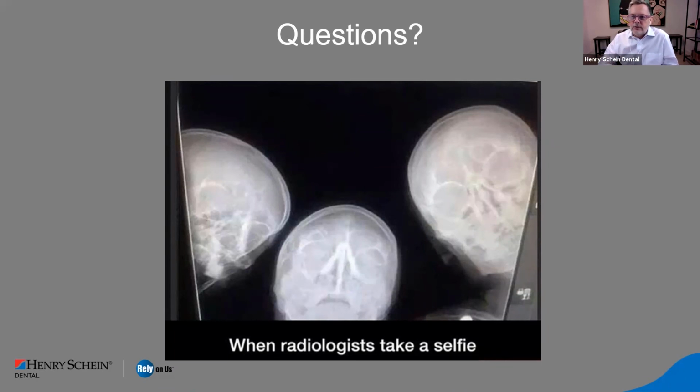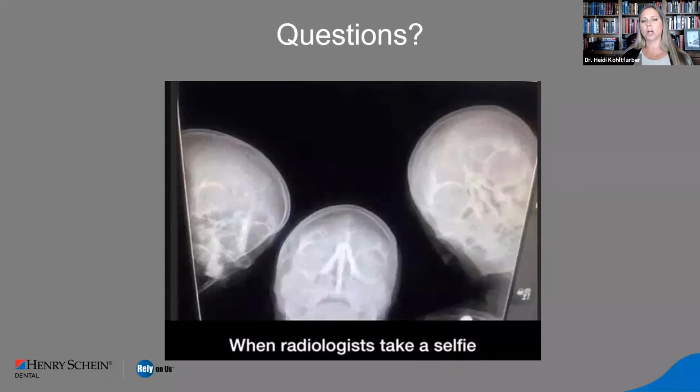Dennis asks, can you see the posterior lateral nasal artery canal on CBCT? Oh, that's a good question. The posterior lateral nasal artery canal. You probably can if it is big enough. Any of our neurovascular canals, you can see if they're big enough. Very, very common. So I would say yes, you probably can see that.